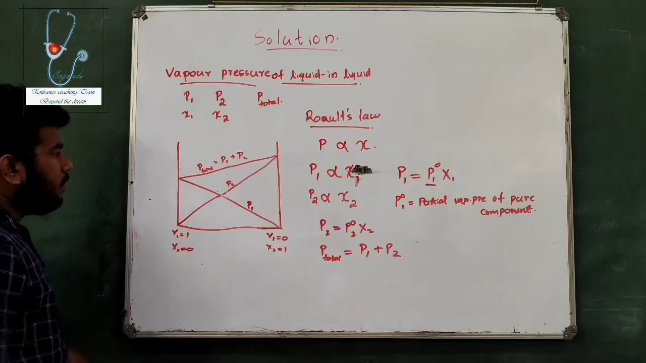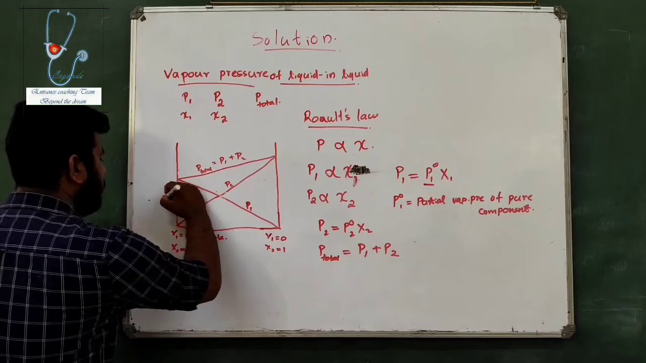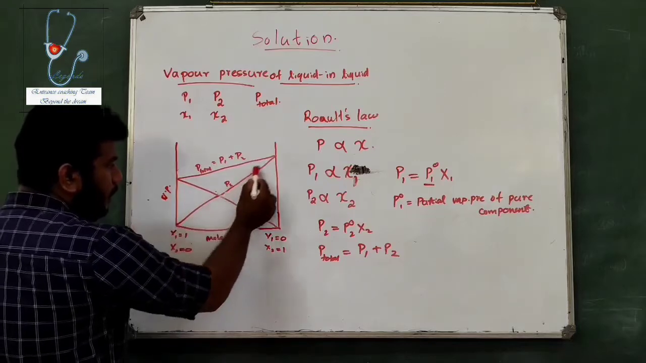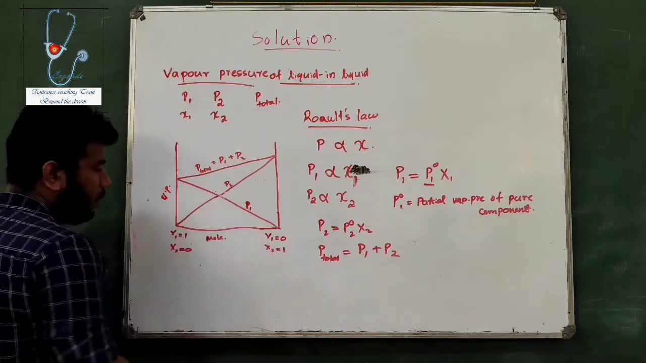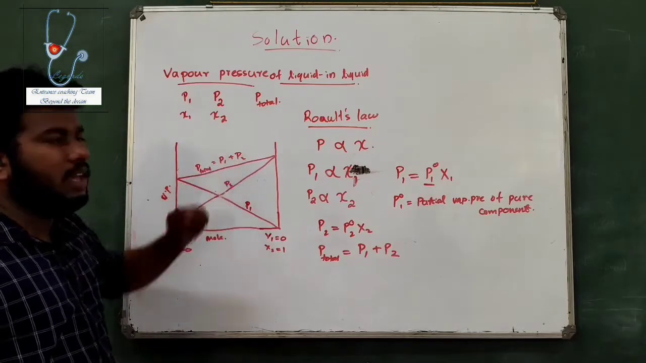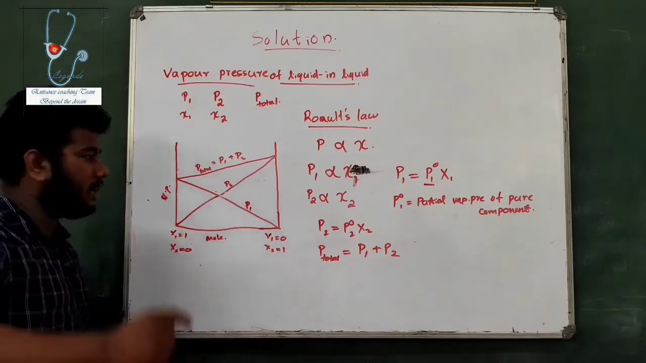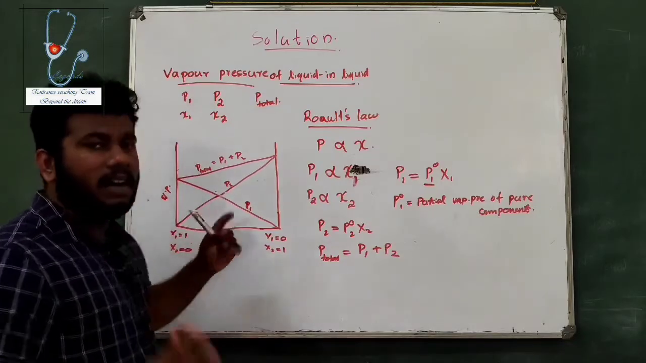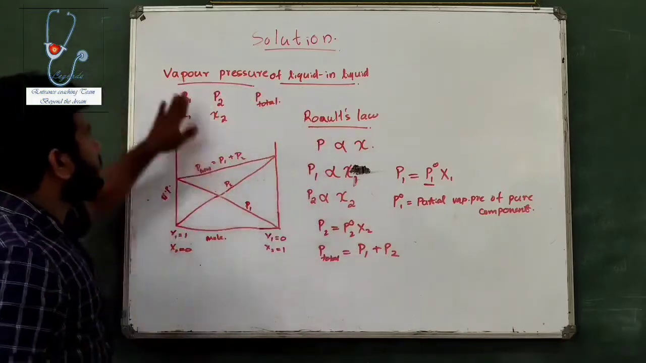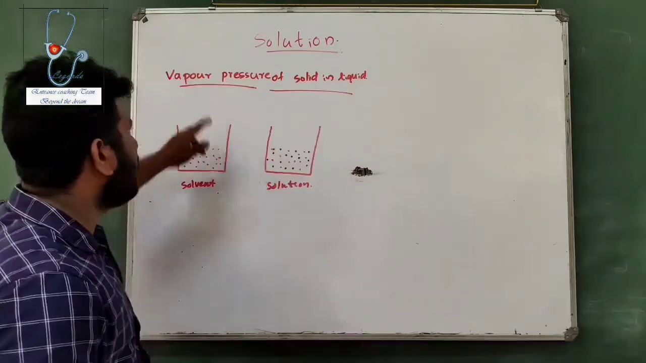Then comes a graph, mole fraction against partial vapor pressure. Here is a graph of P2 and this is a graph of P1. Total vapor pressure P total is equal to P1 plus P2. This is a graph for an ideal solution. What is an ideal solution? That I will teach in the next topic. Okay, this is the partial vapor pressure of liquid in liquid. Come to the next topic.